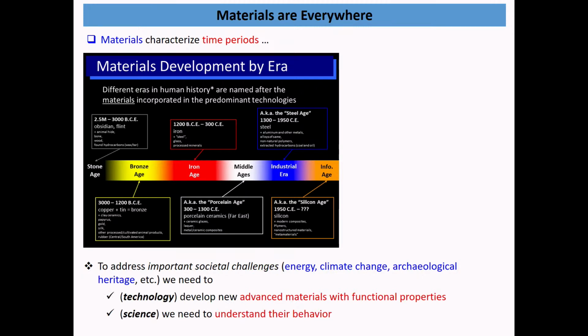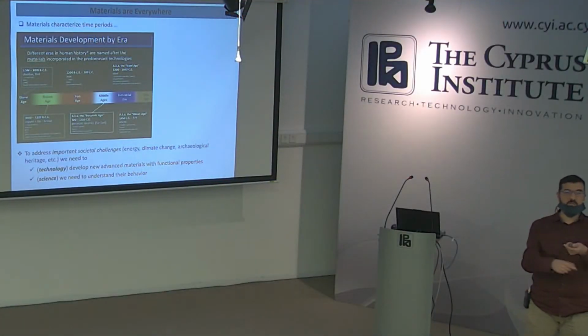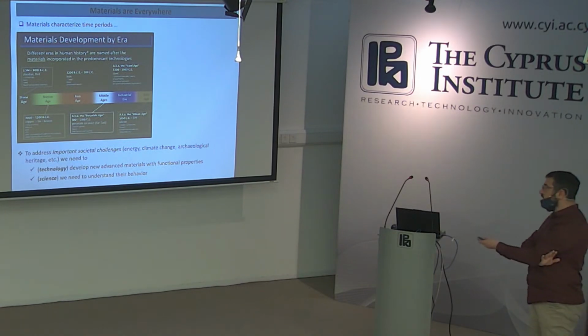properties, and that concerns both, let's say, the technological point of view. The goal is to develop new advanced materials, but also, of course, the basic science, because in order to develop these materials, we need first to understand their behavior. So this is coming from the scientific path.